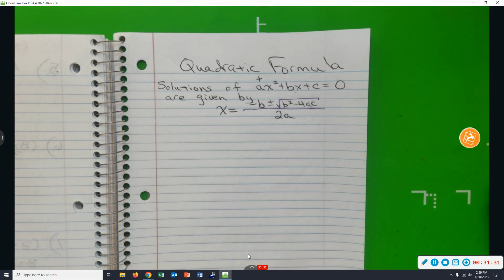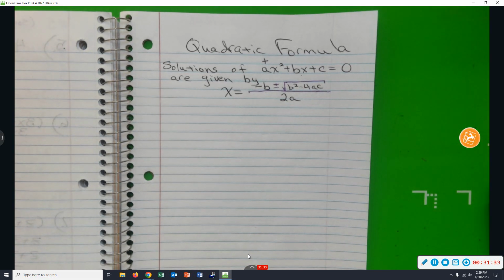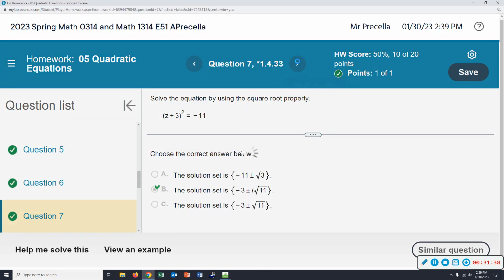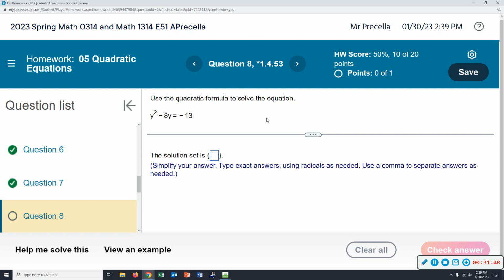And let's see, which one are we going to start? Number 8. Hopefully after an example that'll make sense. The rest of the assignment is the quadratic formula, so you have plenty of problems to practice with. And they're even telling you to use the quadratic formula. y squared minus 8y is equal to -13.